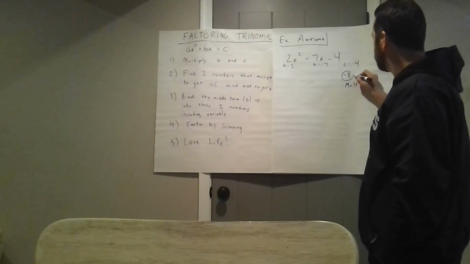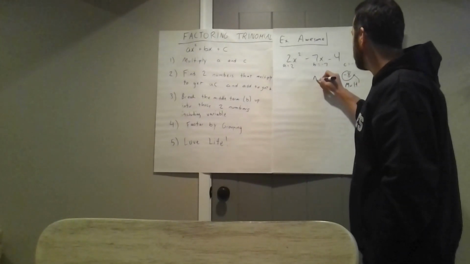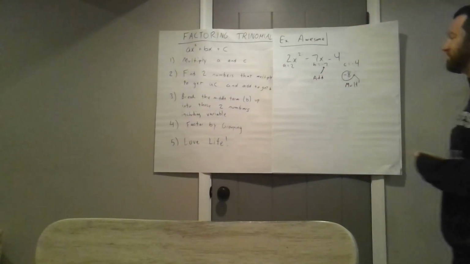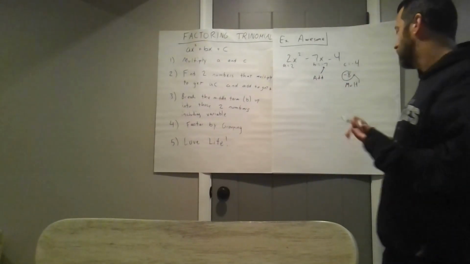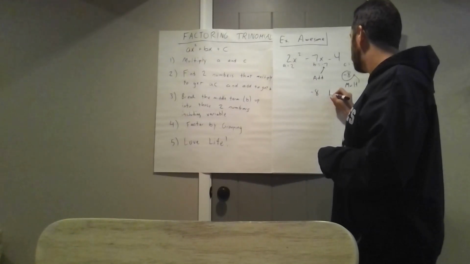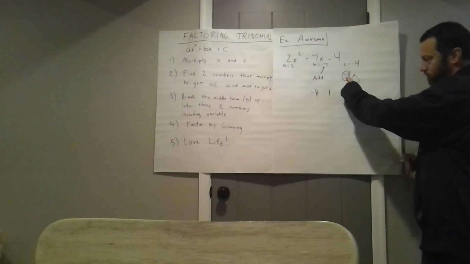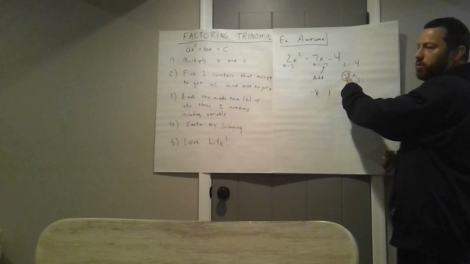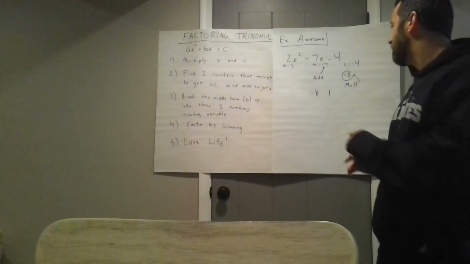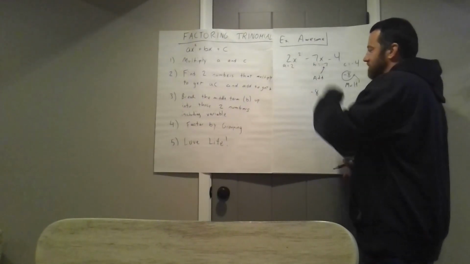We're looking for two numbers that multiply to get negative 8 and add to get negative 7. And that is just negative 8 and positive 1. Again, you're multiplying to get a negative. The only way to multiply to get a negative is one negative and one positive. And then these would add to get negative 7.